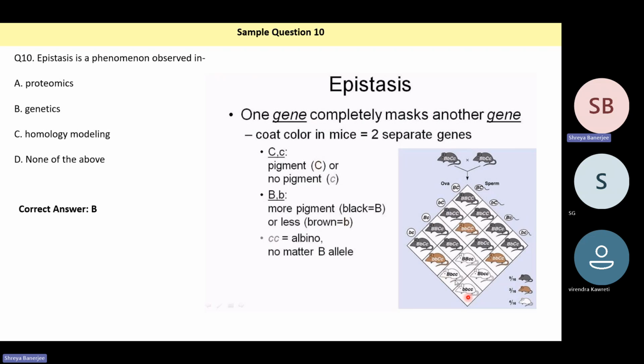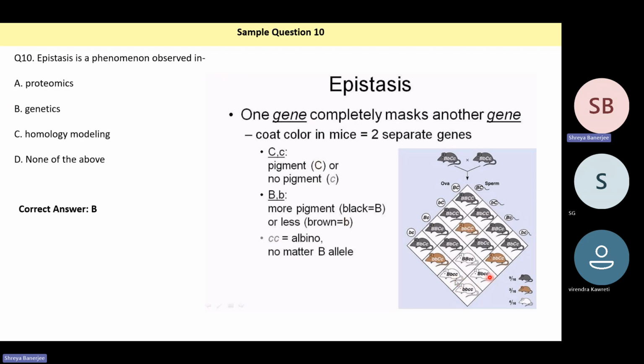And you can see that 4 out of the 16 possibilities will have small c, small c. Small c is the recessive gene. So when both have small c, that means these 4 mice will have no color, no pigment, that is they will be albino mice. So this small c gene is completely masking the effect of the capital B gene, because when two small c genes come together, they will mask the effect of the black or brown gene and it will cause a mouse without any pigment, that is an albino mouse.